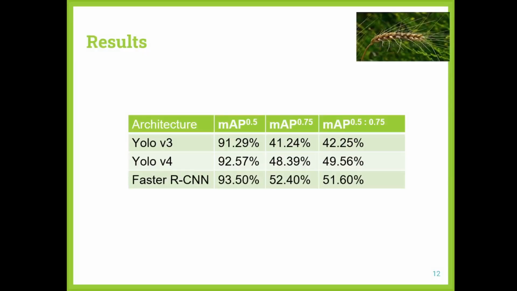I divided my dataset into two parts: 70% for training and 30% for testing. And here is the testing result over multiple IOU thresholds. This is the mean average precision. And as you can see, the Faster RCNN gives a higher score than both YOLO 3 and YOLO 4, but YOLO 4 is close to Faster RCNN.